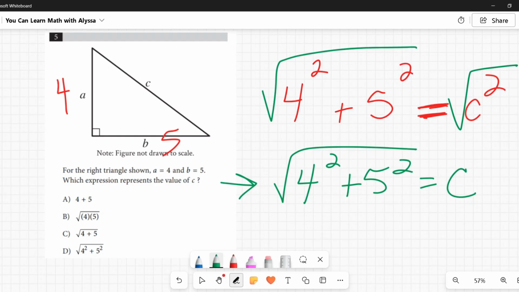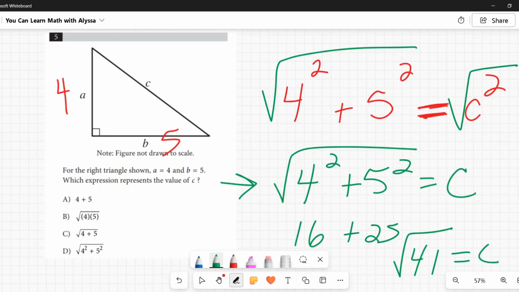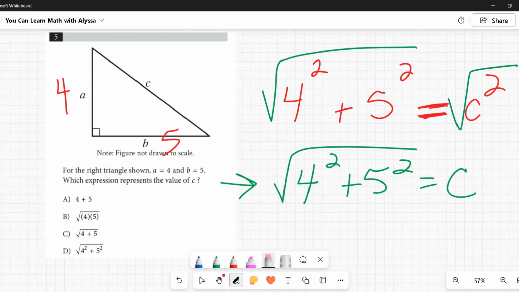I don't have to go, oh, well, 4 squared is 16, and then 5 squared is 25. 16 plus 25 is 41. You take the square root of that. That can't be simplified. I don't have to do that because it keeps it in terms of 4 and 5. So I just get to that point, and I have my answer, square root of 4 squared plus 5 squared, and that is D.